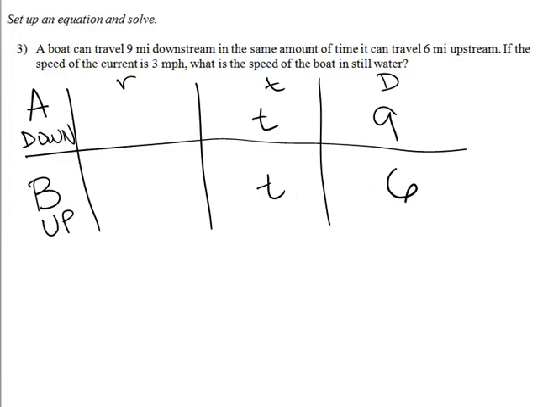So they're telling you the speed of the current is 3 miles an hour. What is the speed of the boat in still water? So the speed of the boat without any push or pull. So remember, here we have the speed of the boat, and here it's going downstream, so it's going to be plus the speed of the current, which is 3. And here it's going upstream, so it's fighting the current, so it's going slower, so it's minus 3.